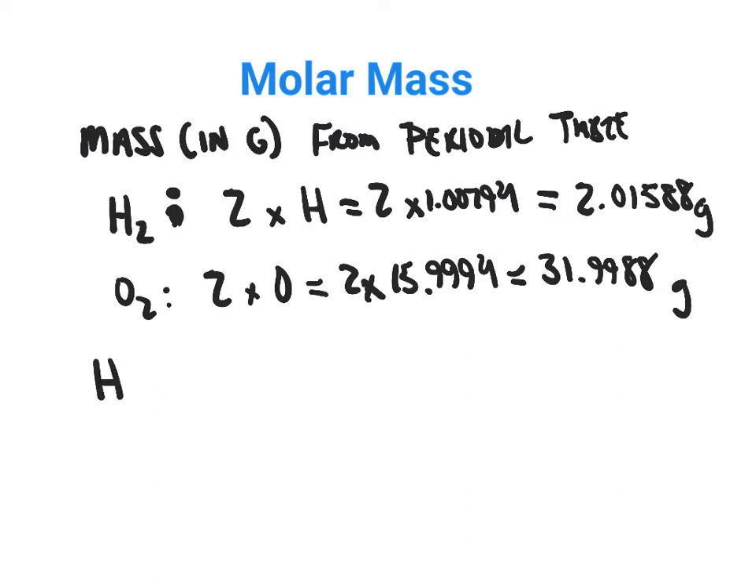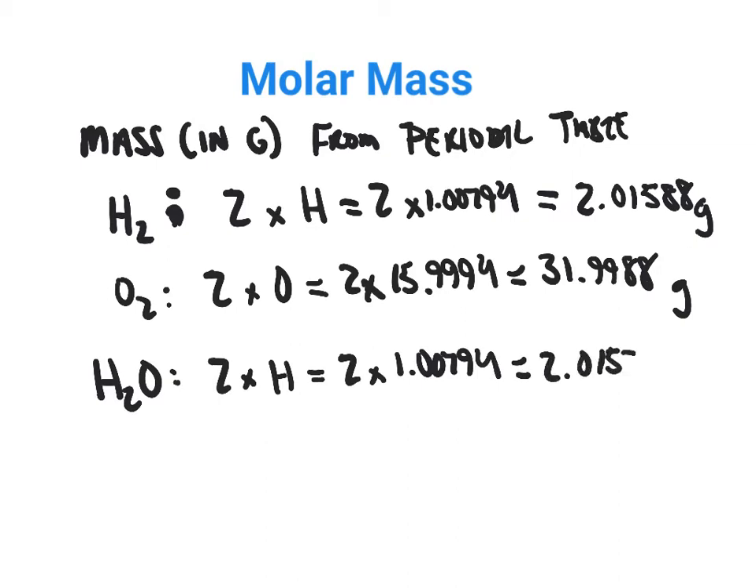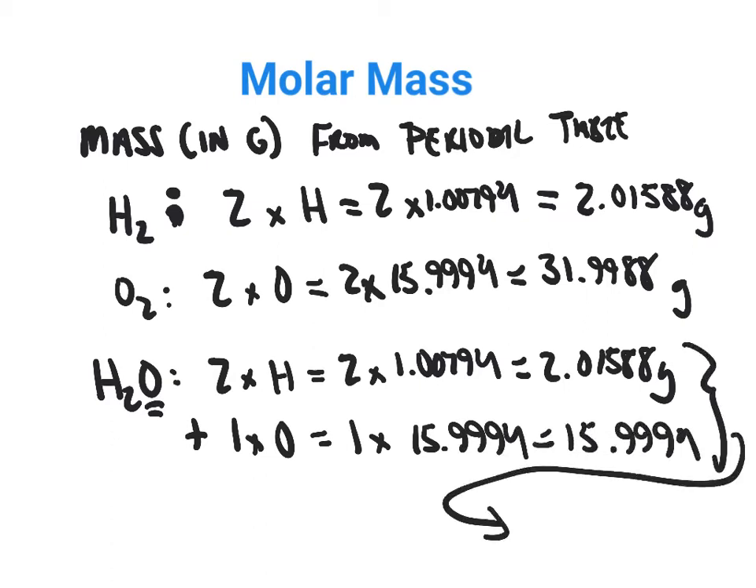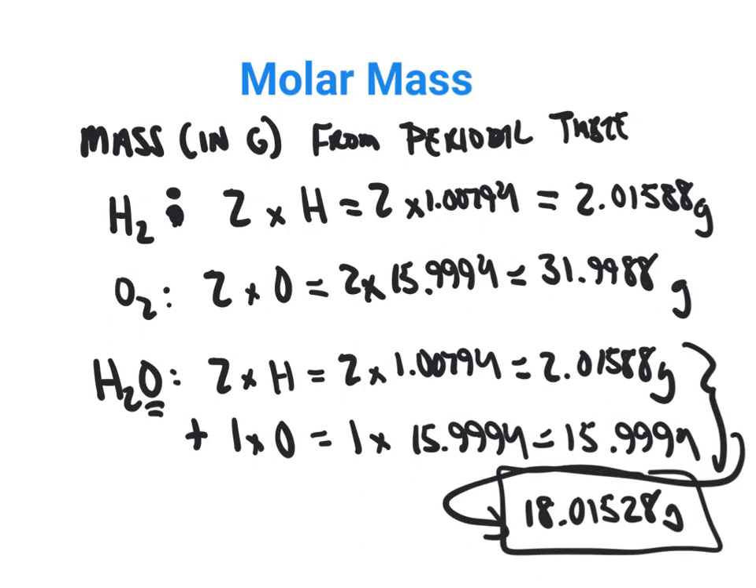Or if I look at the molar mass of water, this is 2 times hydrogen. So this is 2 times 1.00794, which we already know is 2.01588 grams, plus 1 times oxygen, because there's only 1 oxygen here. It's 1 times 15.9994, which is 15.9994. If I add these two together, what I get is 18.01528 grams. And that's the whole idea of molar mass.